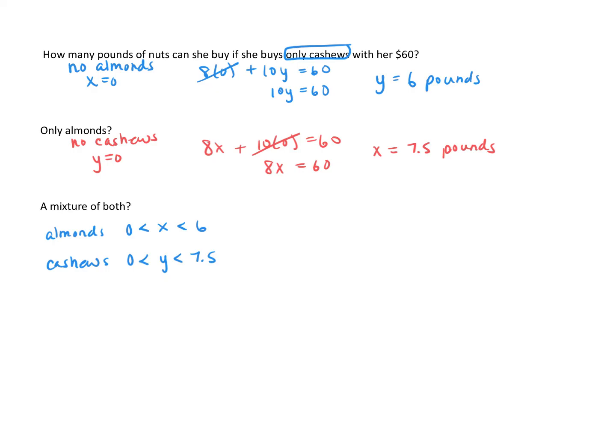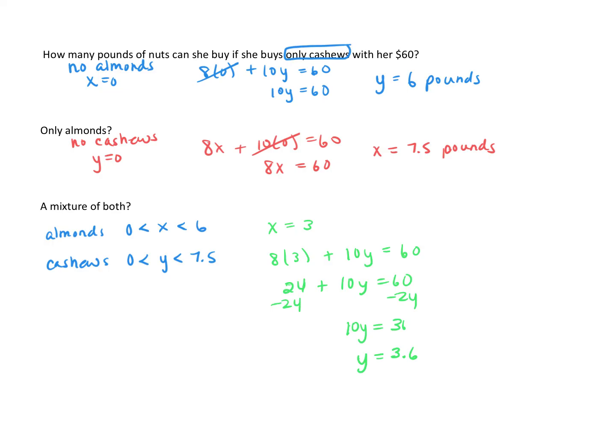So let's do a mixture of both. What if she buys 3 pounds of almonds, just as an example, if x equals 3? We would plug that in, 8 times 3 plus 10 times y equals 60, and we're going to be able to figure out how many pounds of cashews she's buying here. So 8 times 3 is 24 plus 10y equals 60. Subtract 24 from both sides. 10y is equal to 36. Divide both sides by 10, and our y is a 3.6.